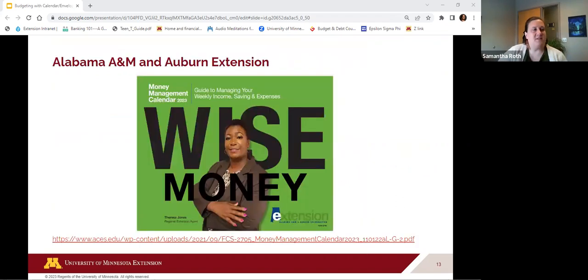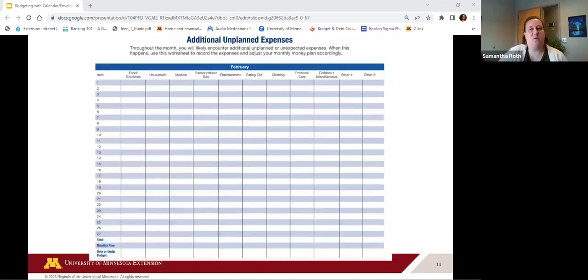Do you want to share a resource? I found it last year and I think it's just super fun and very user friendly. Alabama A&M and Auburn Extension created this money management calendar. If you're asking why hasn't the University of Minnesota, it is intense to do this. So this is free to use. The website will be included in our follow-up email if this is something that interests you. But they also have money tips and tricks and that kind of stuff, as well as quotes. And then they also have, like, this here would be the top part of the calendar instead of the pretty picture, and additional unplanned expenses.